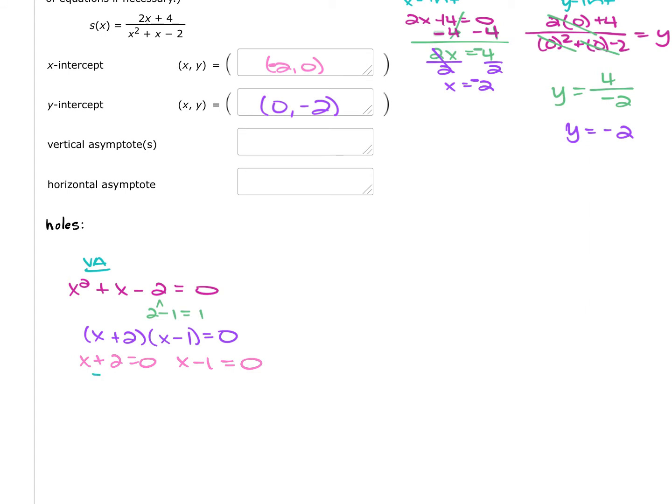For the x plus 2 is equal to 0, subtract your 2 over. You have that x is equal to negative 2. For the x minus 1 is equal to 0, add your 1 over. You have that x is equal to 1. So that gives you the 2 vertical asymptotes of x is equal to negative 2 and x is equal to 1.